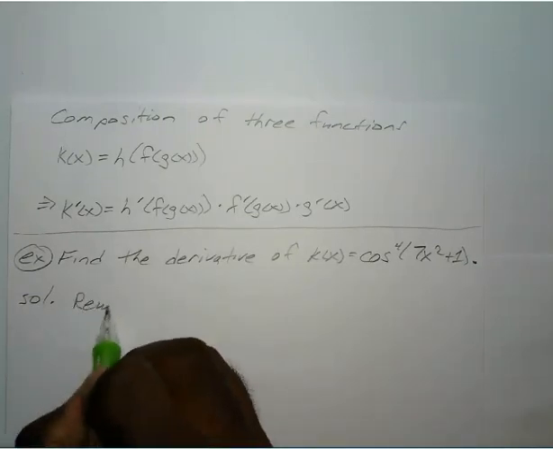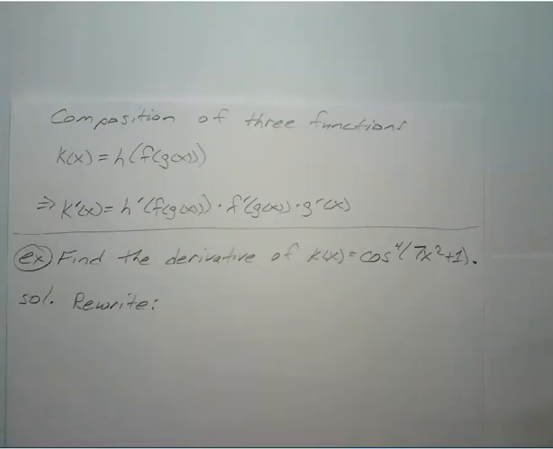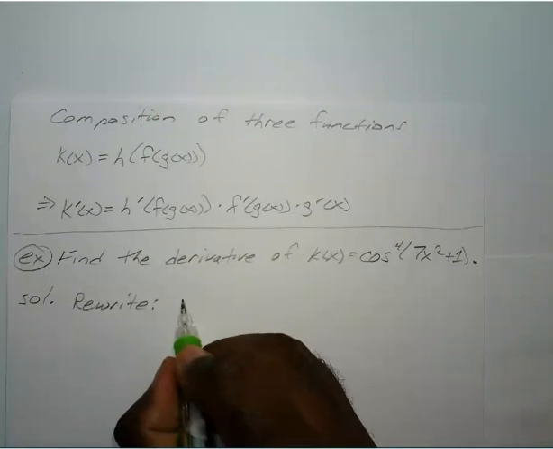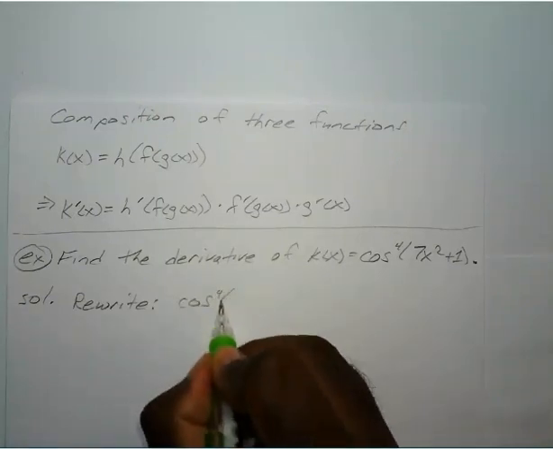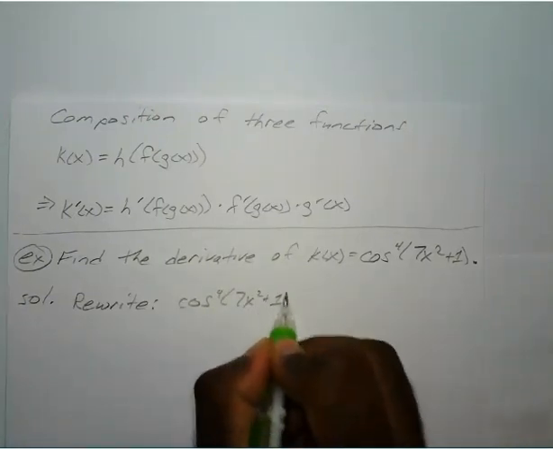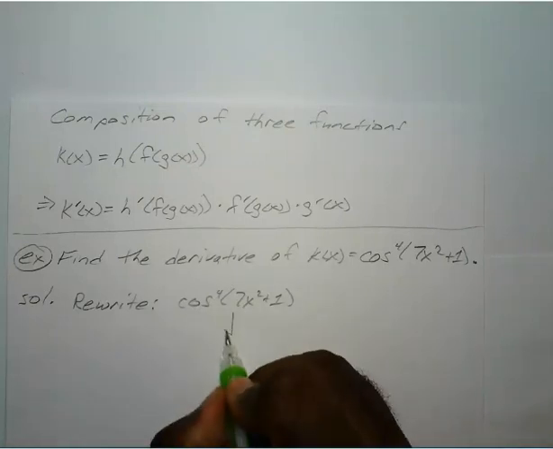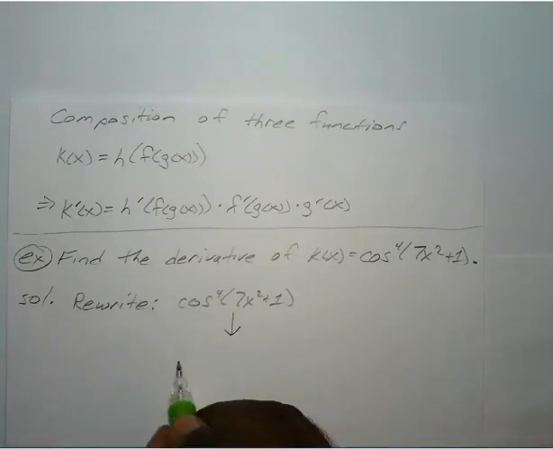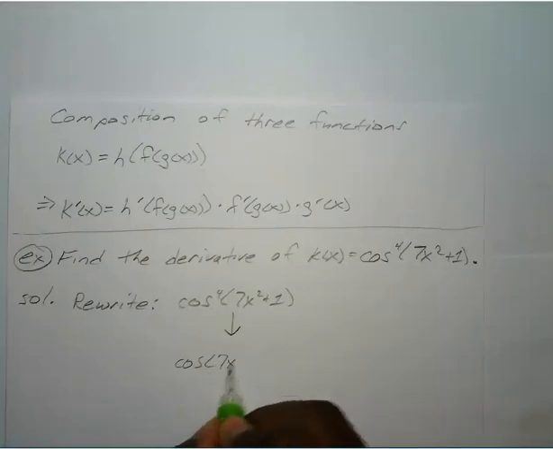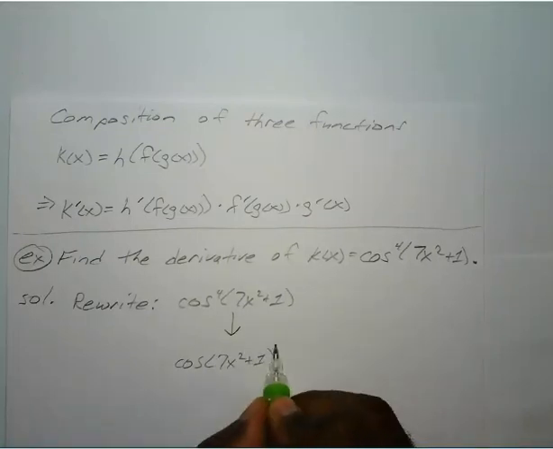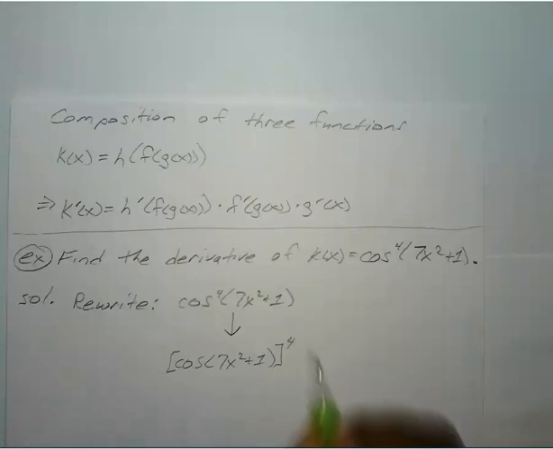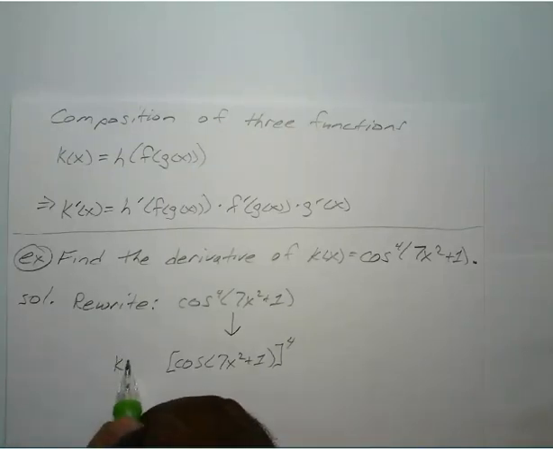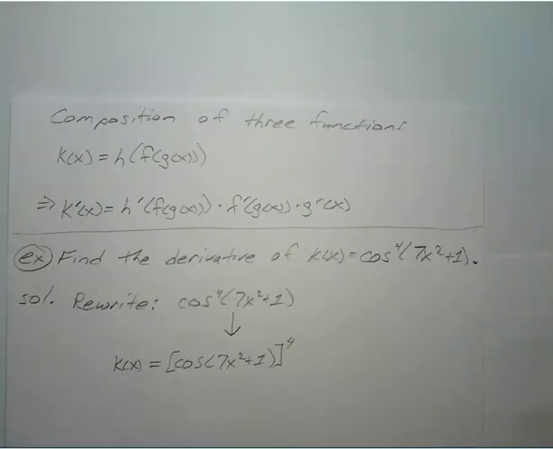First thing we do is rewrite it. So fourth cosine of 7x squared plus 1, you can just rewrite as cosine of 7x squared plus 1, to the fourth power. So this is our k of x. All we did was take that fourth power and put it on the outside.